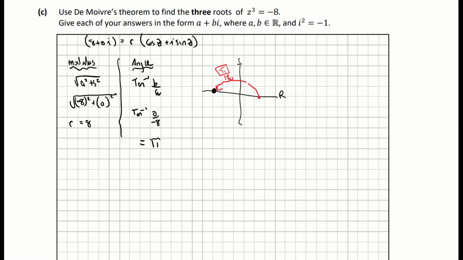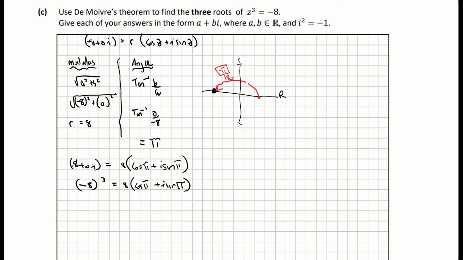So filling in my information, my original complex number, 8 plus 0i, is now equal to 8 times cos of theta plus i sine theta. Sorry, that should be a -8, shouldn't it? It should, and I have it at the top of the question there. -8 plus 0i is equal to 8 times cos theta plus i sine theta. Now, the question wants it to the power of 3, so that's -8 to the power of 3 is equal to 8 times cos theta plus i sine theta.